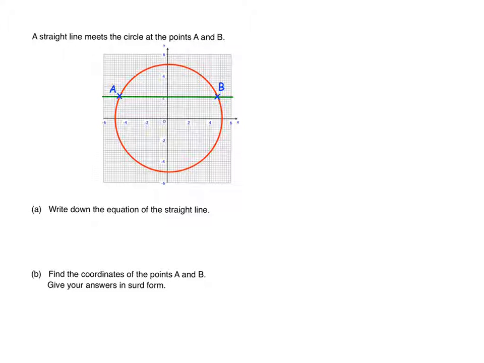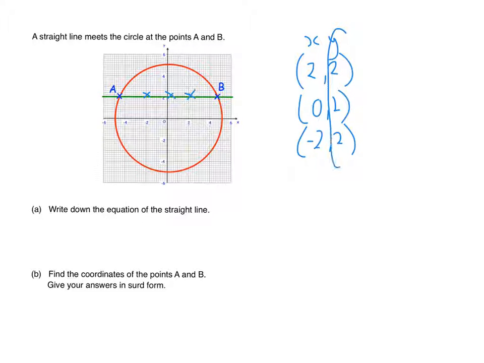A straight line meets the circle at the points A and B. Write down the equation of the straight line. So if I just pick 3 coordinates, and I'll write down those coordinates, so that's 2, 2, 0, 2, and minus 2, 2, I can clearly see that it's the y that's always the same, so y is 2. So that's the answer to part A.